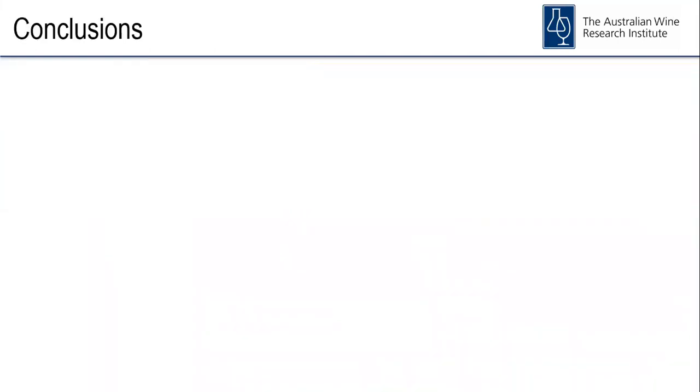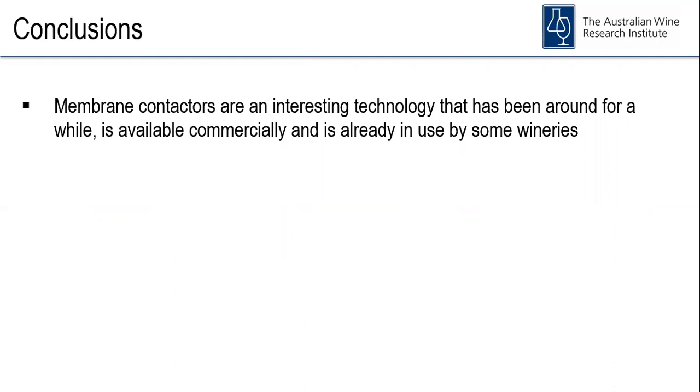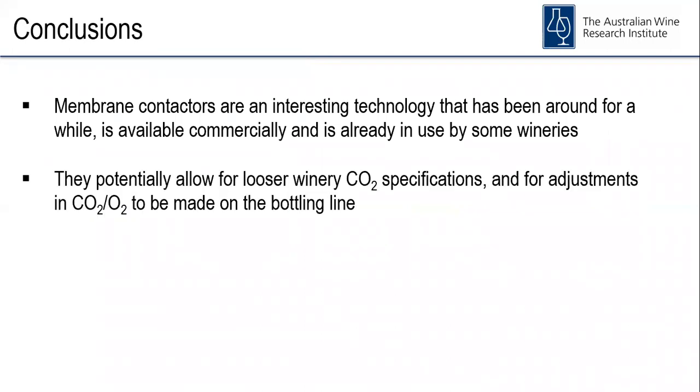So just concluding, I think membrane contactors are a very interesting technology, and they've been around for a while. They're commercially available and in use by some wineries, but by no means widely adopted in Australia at this point. I think they could be a real step change technology. When you look at the winery process, they potentially allow for looser CO2 specifications and for things just to be adjusted on the bottling line.